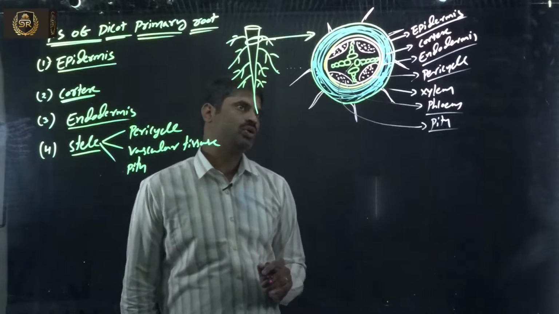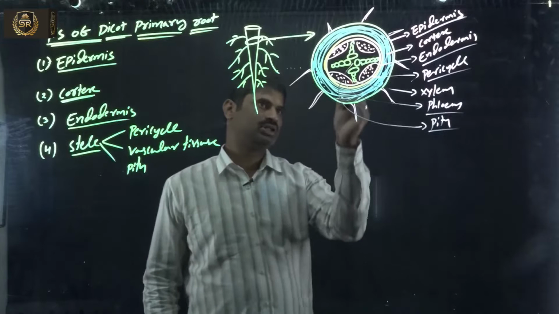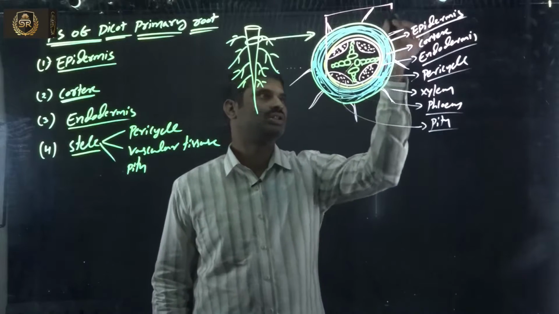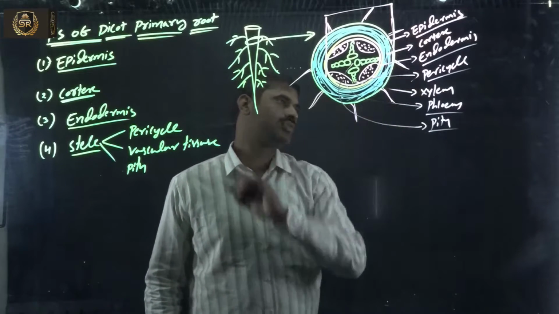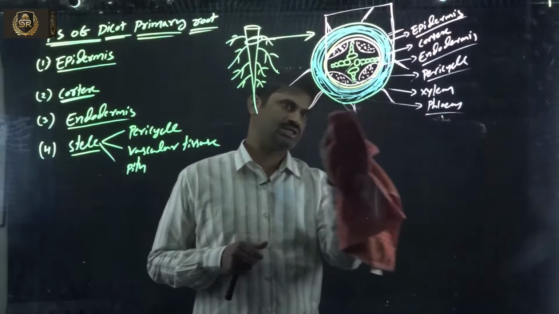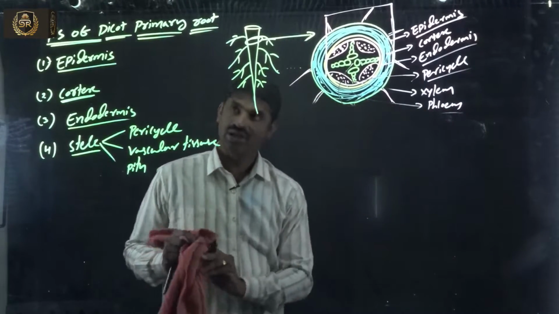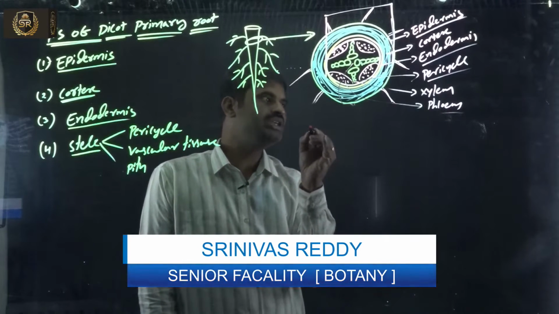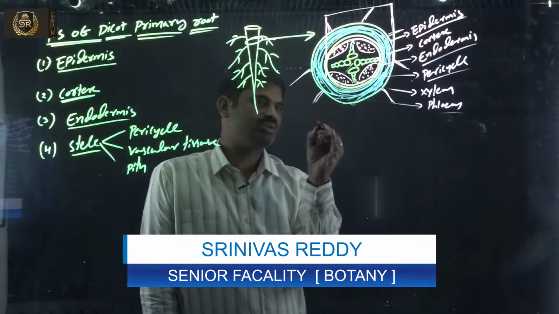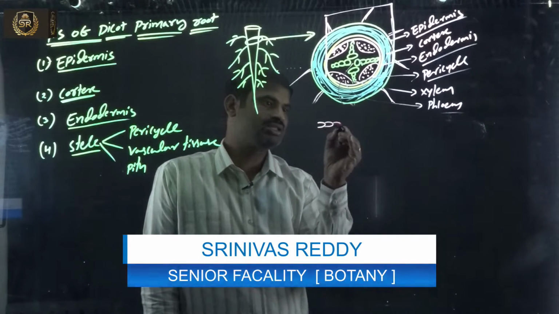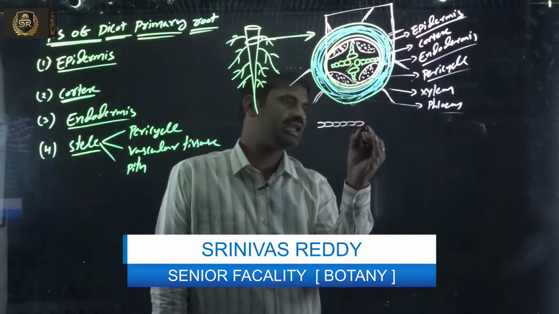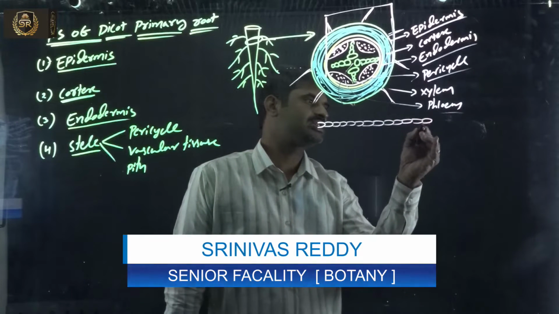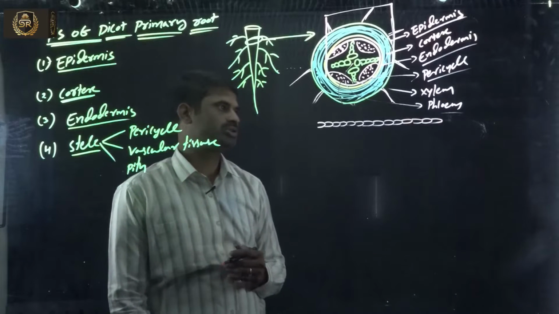Ground plan. Okay, first part. Zoom in on this area. The first part is called the epidermis. Epidermis is a multicellular, uniseriated structure. This is the root epidermis. Multi means many cells. Multicellular uniseriated structure, the epidermis.